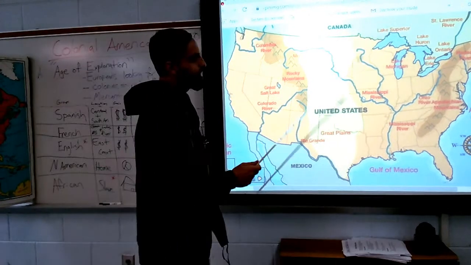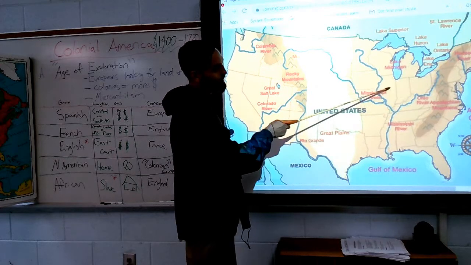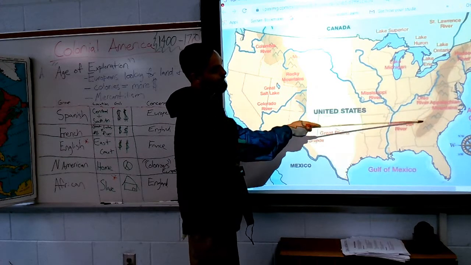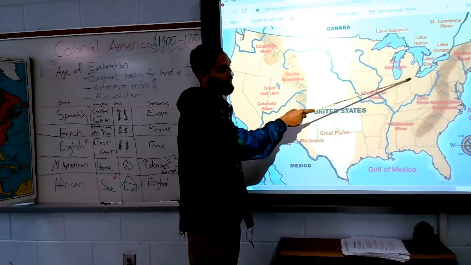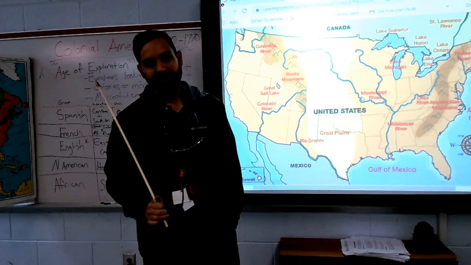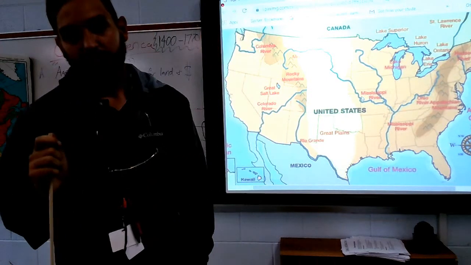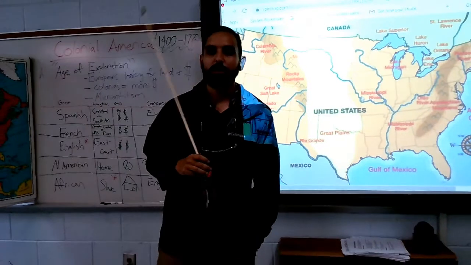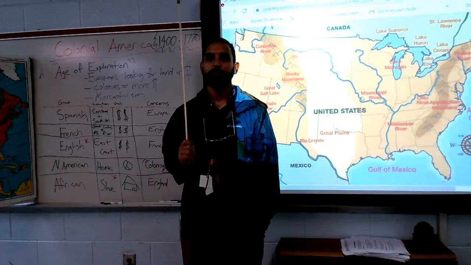But what would be a hotbed of contention would be this area right here. This area was highly sought after between England and France. This will be known as the Ohio River Valley. Now, the reason why the Ohio River Valley was highly sought after by England and France was because it was rich in furs, particularly beaver.